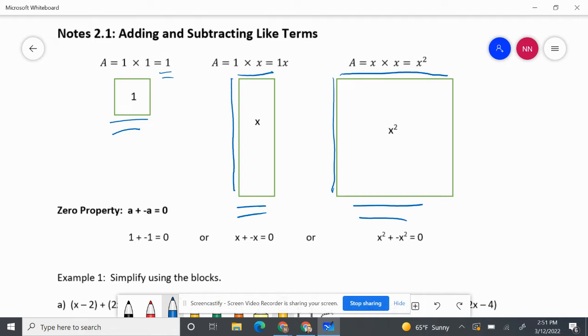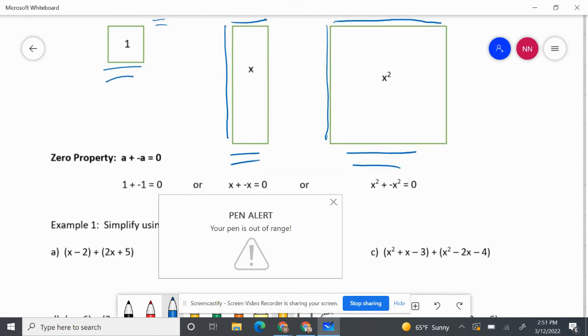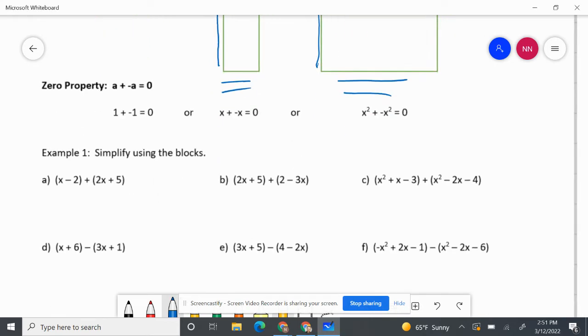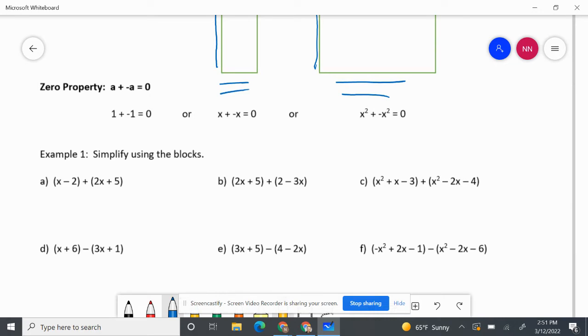One thing to remember is zero property, and the zero property of addition is that a number and its opposite always add up to zero. So it's always good to know that opposites add up to zero. So what we're going to do is use blocks. If you have blocks, then you could do it. If you don't have blocks, then we're just kind of making our own.